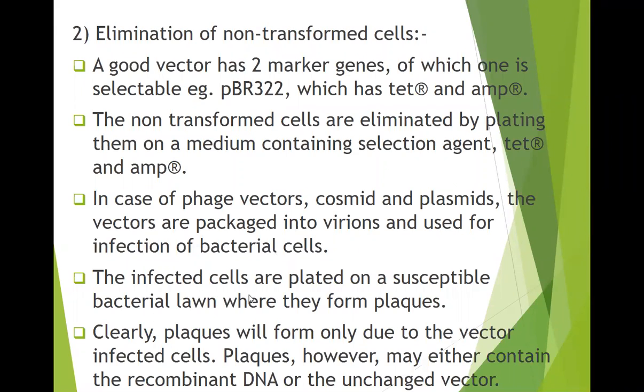cells. These infected cells are then plated on susceptible bacterial lawn, where they would be able to form plaques. You all know how the plaques will be formed because of the repeated cycles of lysis and reinfection. You will see the formation of plaques. So these plaques, as you all know, are formed due to the vector infected cells.